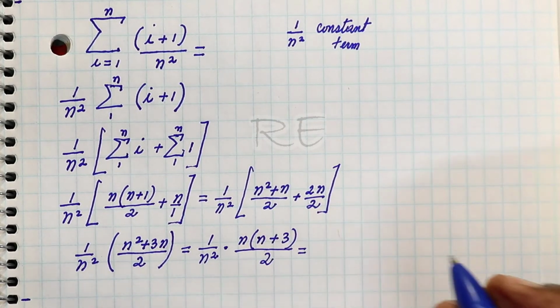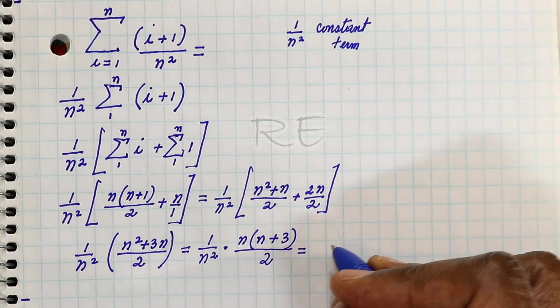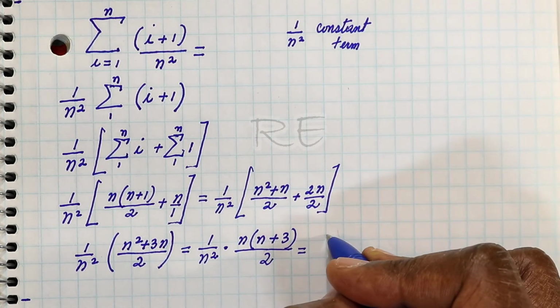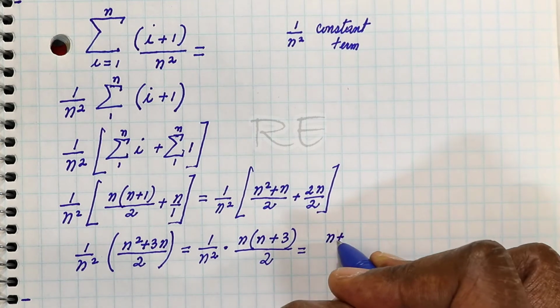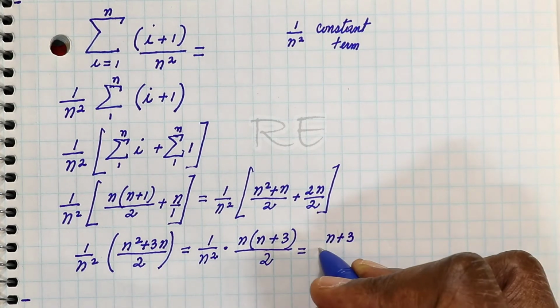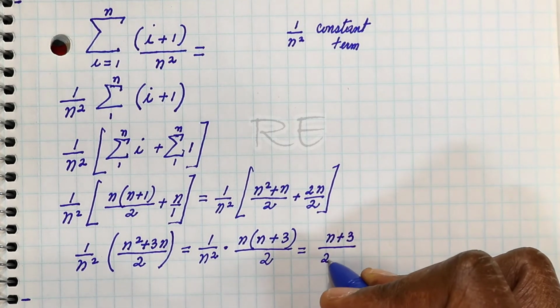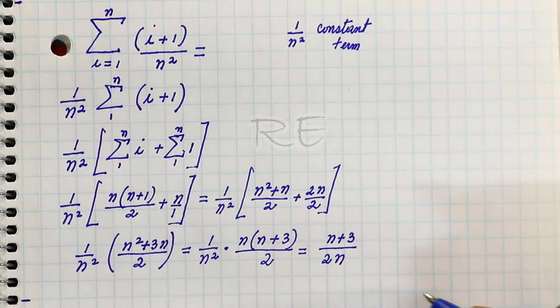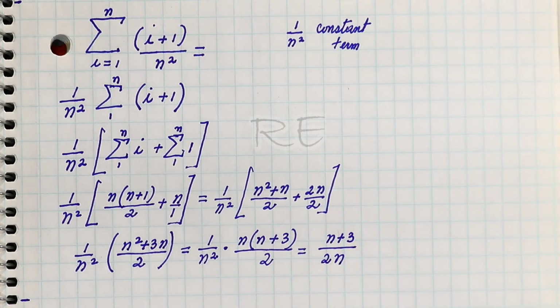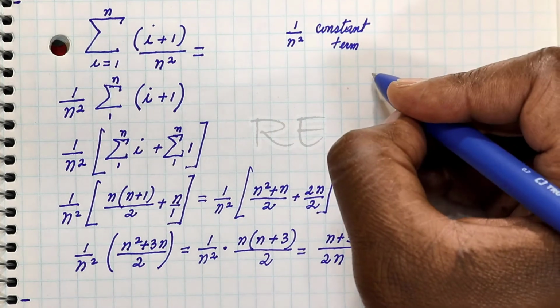And n over n squared is 1 over n. So we get n plus 3, and n times 2 is 2n. (n + 3) over 2n. So this is the formula for the sum.